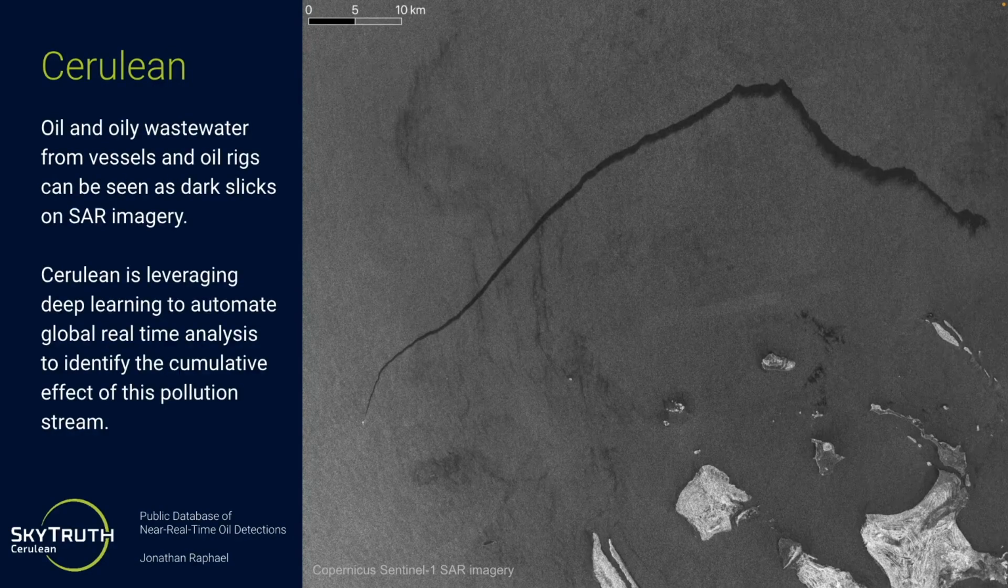Cerulean itself is an automated machine learning pipeline, which takes in imagery from Sentinel-1 satellites, like the one seen here, and produces a database of potential oil slicks on the ocean surface. Primarily, we find pollution from moving vessels and from fixed pieces of offshore oil and gas infrastructure. Both of these are chronic and staggering in their volume.